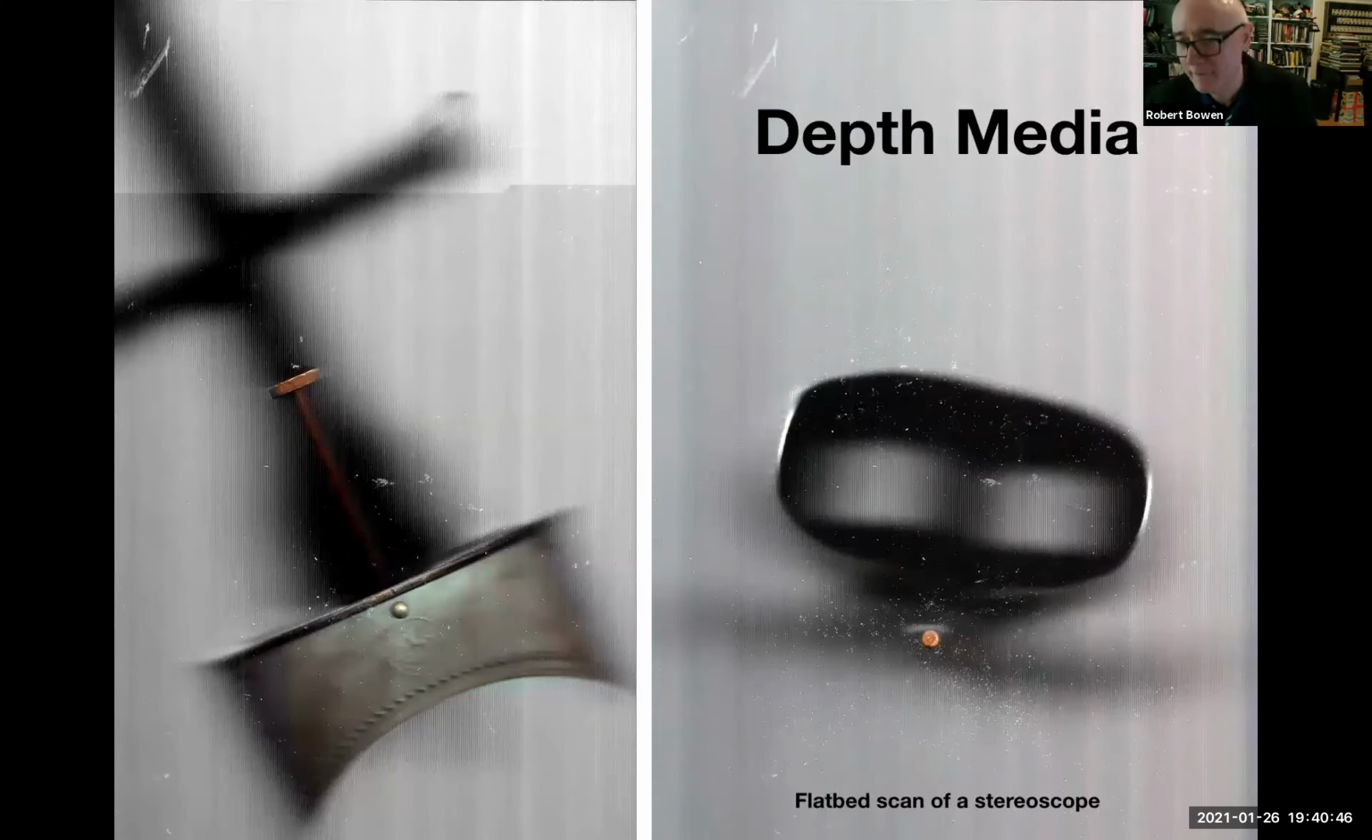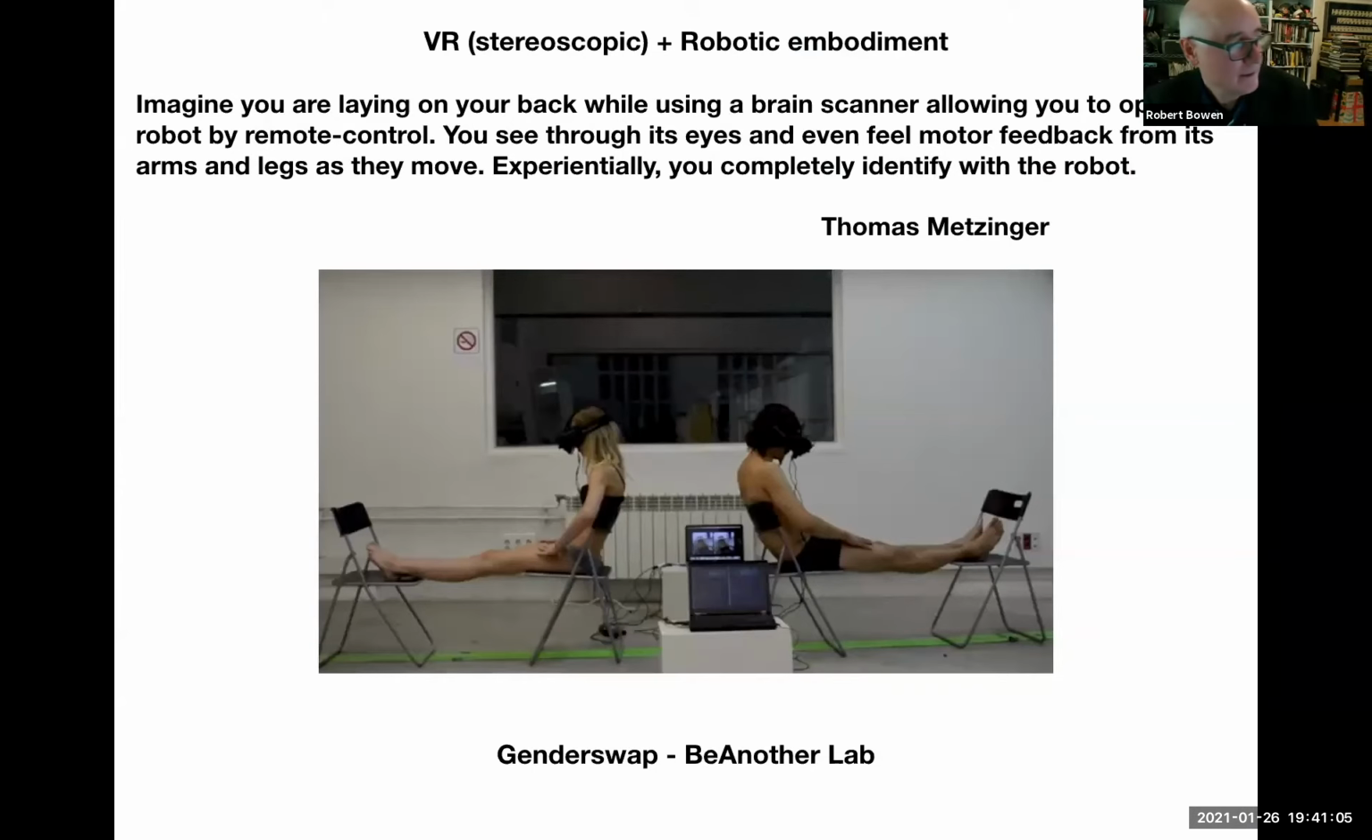So now I'm going to talk about depth media. That's an old stereoscope that has been scanned on a flatbed scanner. So it's like looking at it with a different optic. Moving briefly into the distant future, as you know, VR is a stereoscopic medium.